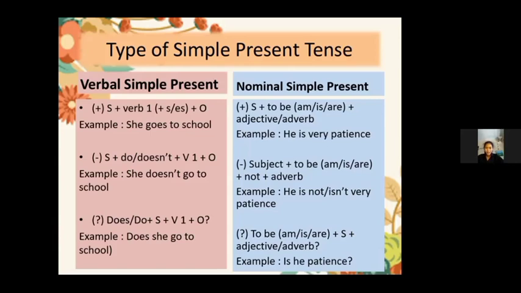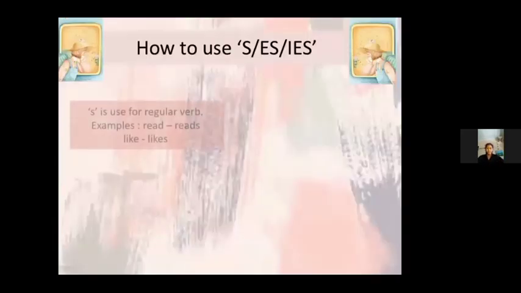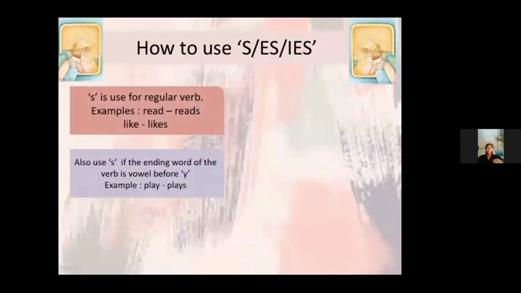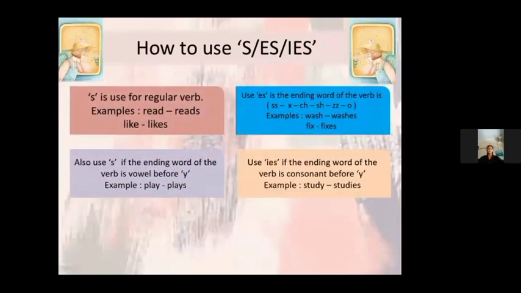Negatifnya adalah he's not very patient dengan menambahkan not setelah to be. Setelah itu interrogatifnya adalah is she patient dengan memindahkan to be is, am, are ke depan kalimat. Setelah itu dilanjutkan oleh subjek plus adjective, noun, atau adverb. Okay, the next material will be presented by Maria. Thank you for the time.